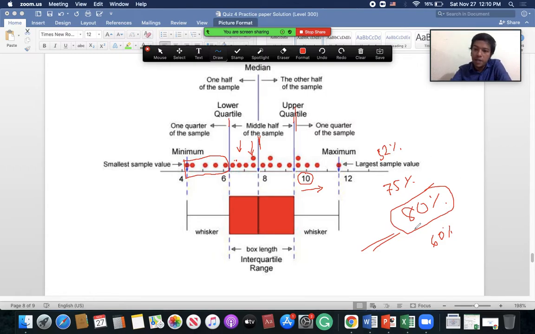Now, to make it more complicated or confusing, if I write here 95%, then you should still say it is 80%, because 95% will be somewhere here. This is too close. This is 75, so 80 will be a more acceptable answer here. Not 95, because 95 will be somewhere here. The whole data set from here to here is 100. The box is 50%, another 25 here, another 25 here.